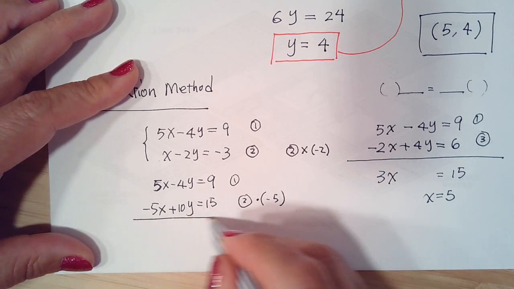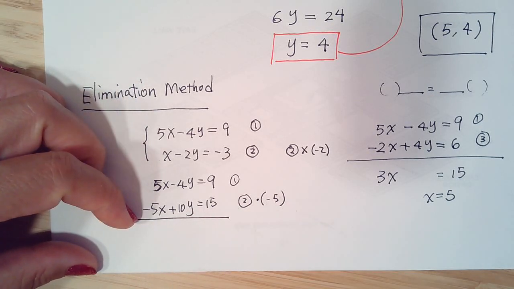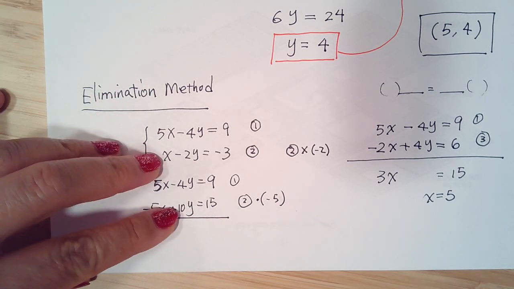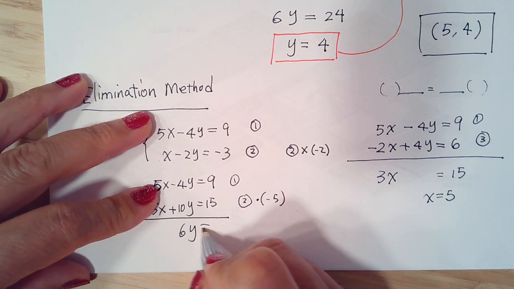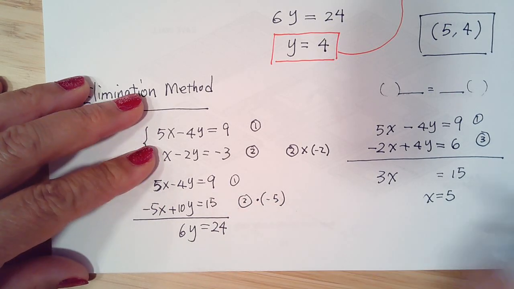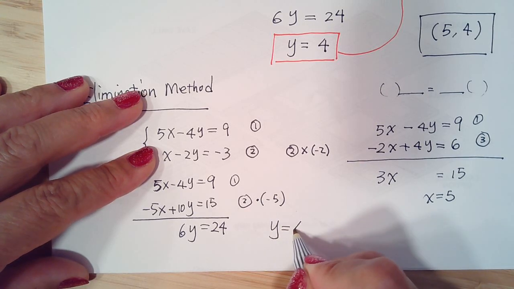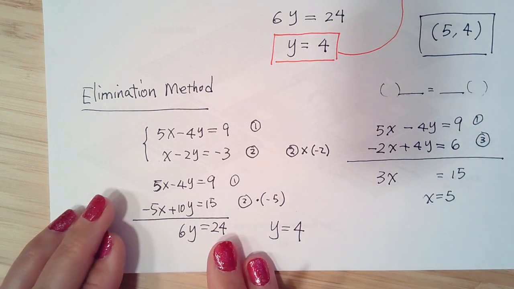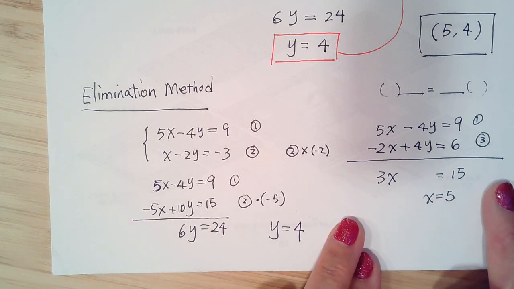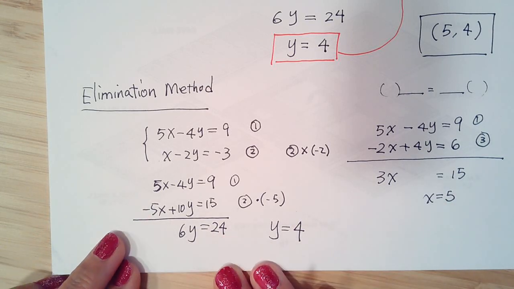I add them up. 5x, negative 5x is gone. 10y, negative 4y, I get a 6y, and that is 24. Do you get y? You get y equals 4. So you can either do this or do this. You can either eliminate an x or you can eliminate a y.